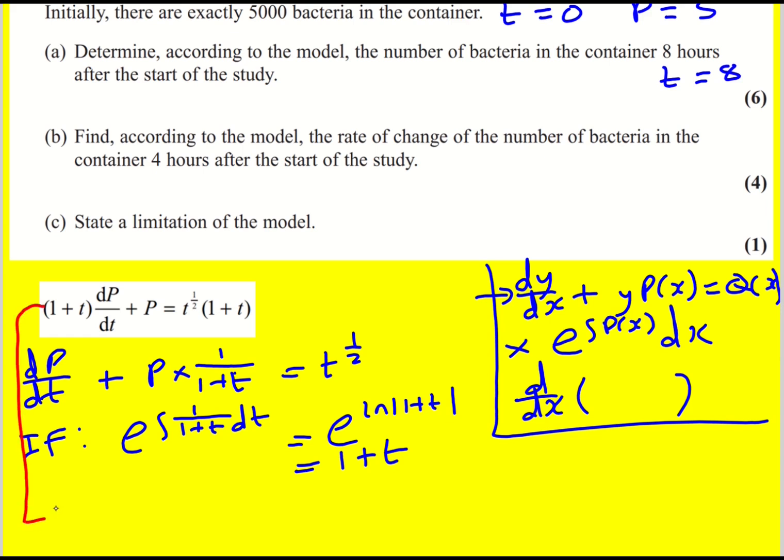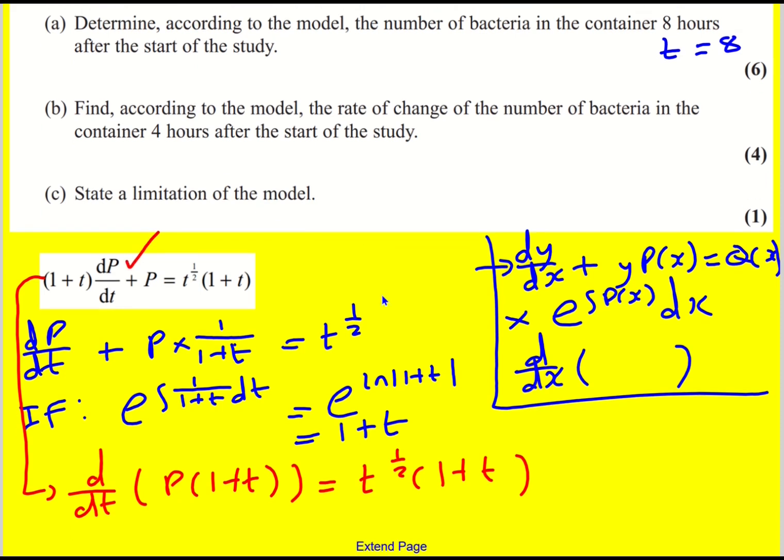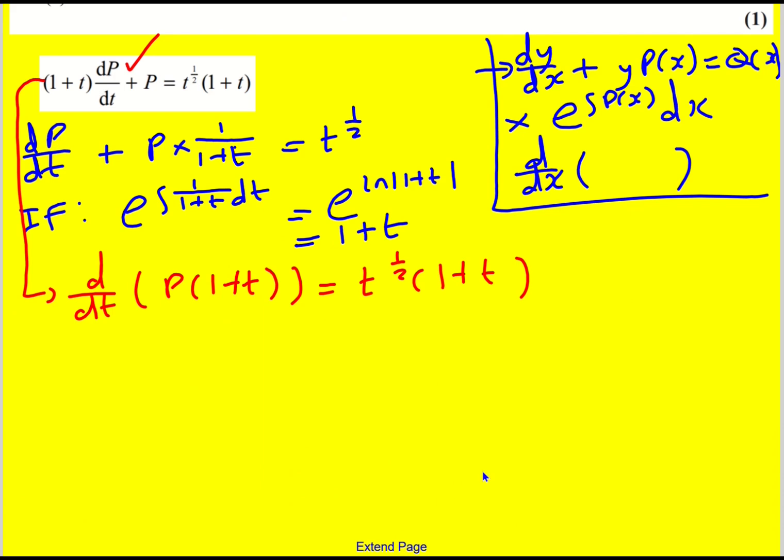So we can now take this very beginning bit and rewrite it as d by dt of P times 1 plus t, and that's equal to t to the half times 1 plus t. And you can check it. If you differentiate this using the product rule, you're going to get dP by dt times 1 plus t plus P times the derivative of 1 plus t, which is just 1. So we get back to that. Okay, let's integrate both sides with respect to t.